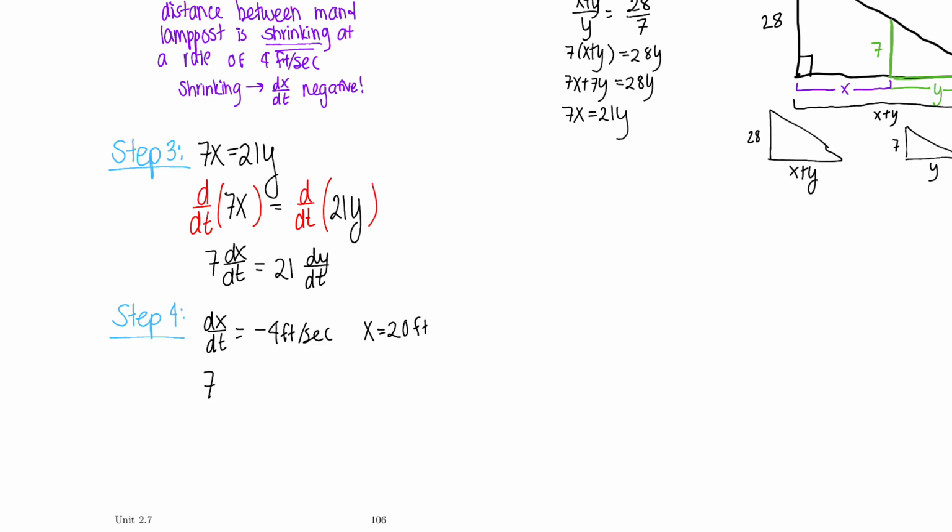So plugging in the dx dt, which is the only thing we have to plug in, 7 times -4 is equal to 21 dy dt. Right? Dividing both sides by 21, you're going to get that dy dt is equal to -28 over 21, which is approximately -1.33, and then the units are in feet per second.